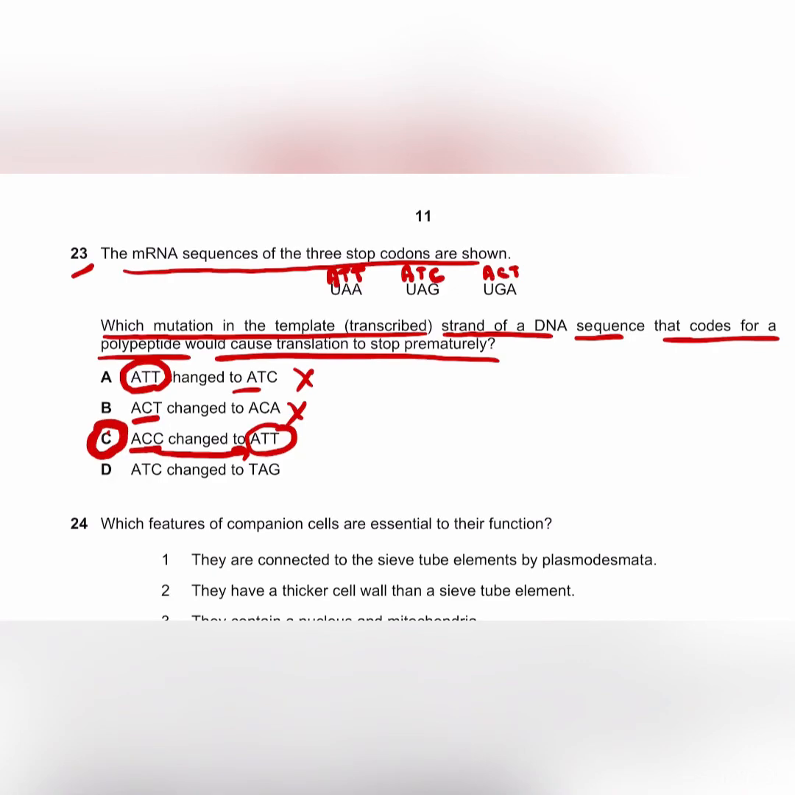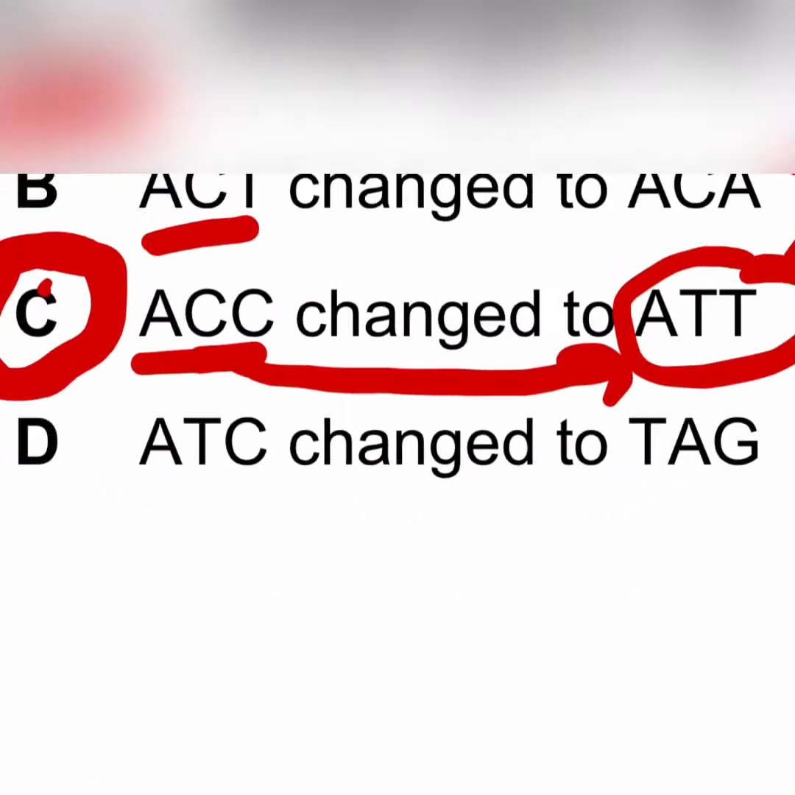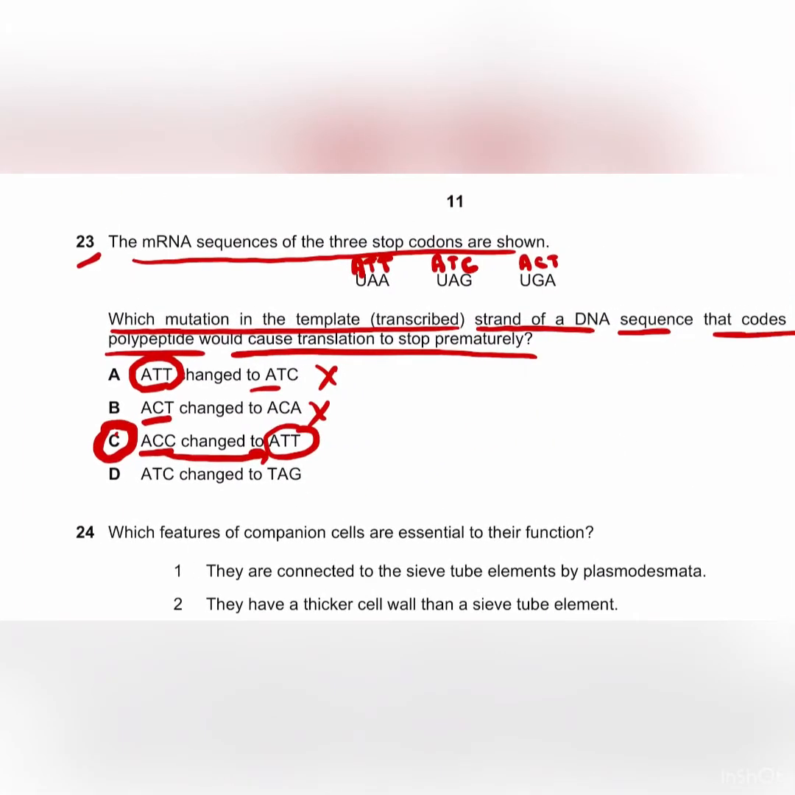Other options are wrong, because the initial triplet that they have mentioned is a stop triplet. Mutation will result in the formation of a stop triplet. The triplet is not initially a stop triplet, it's initially a normal triplet. After mutation, it will become the stop triplet.